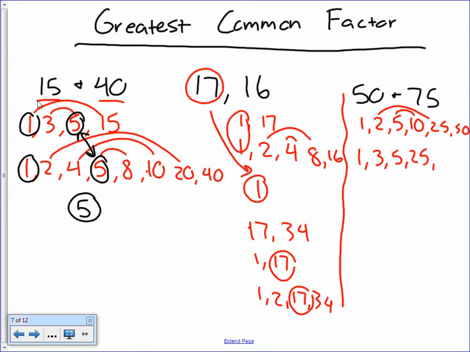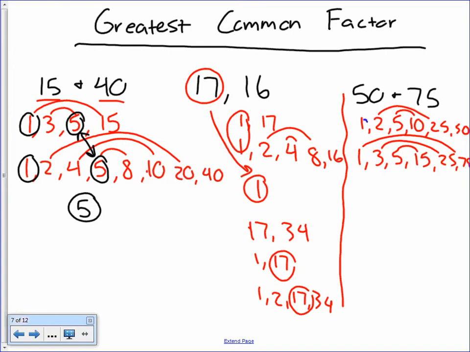Okay. So 25 and 3. Actually, there is one in between 5 and 25. Should be 15. So 5 times 15. 3 times 25. And then 1 and 75. So which one is the biggest number in both of them?